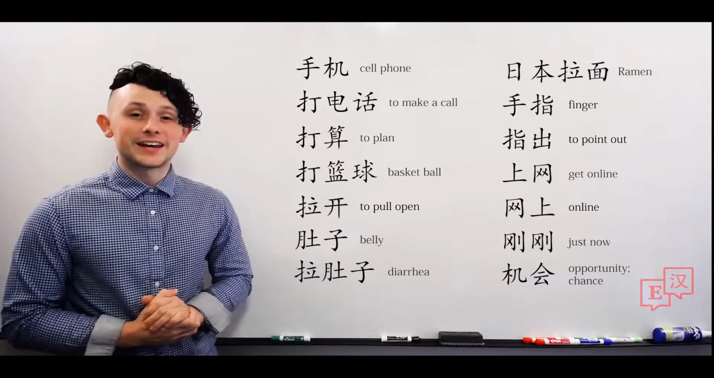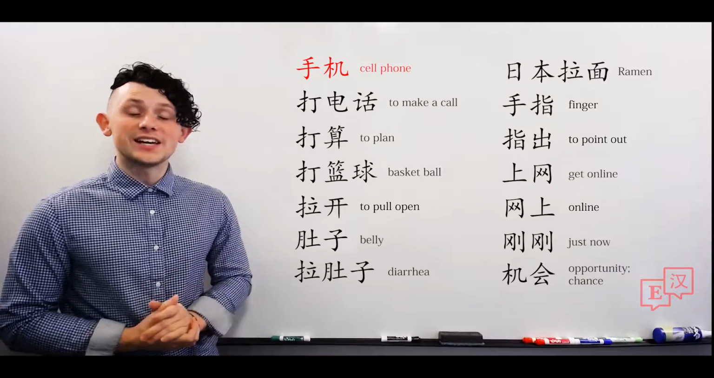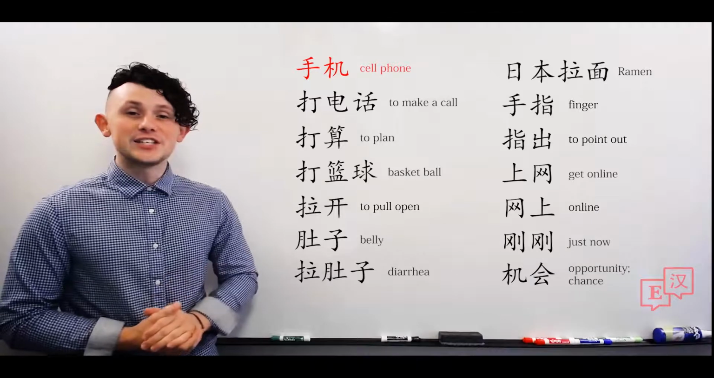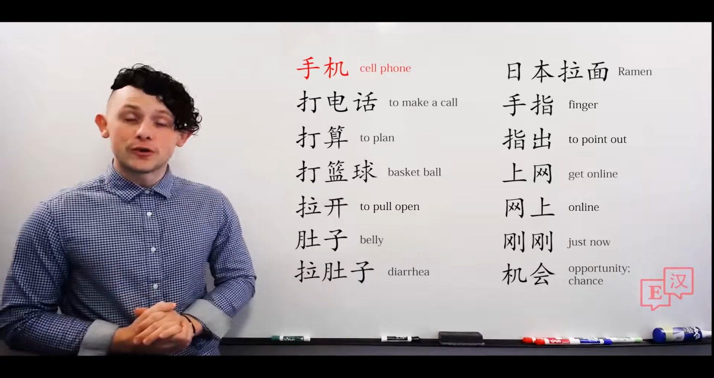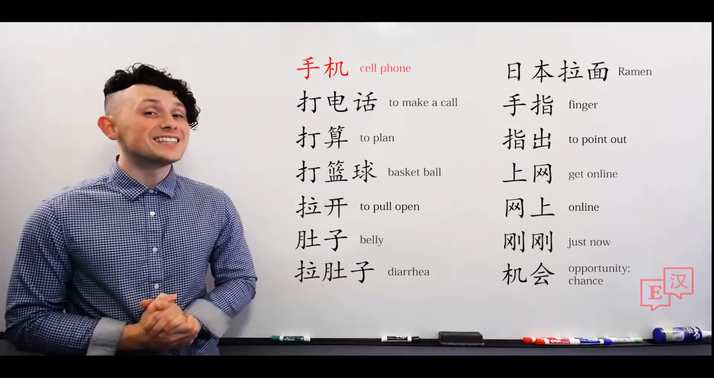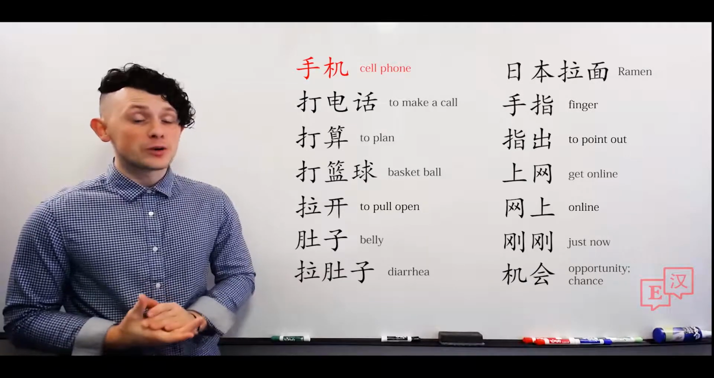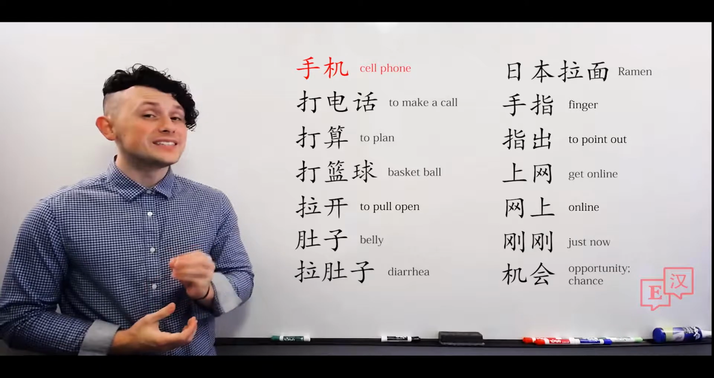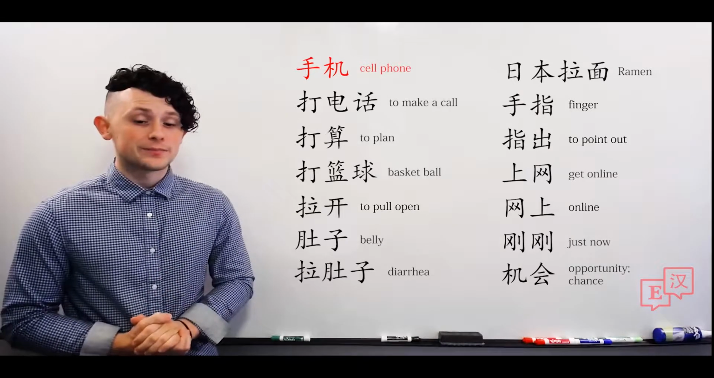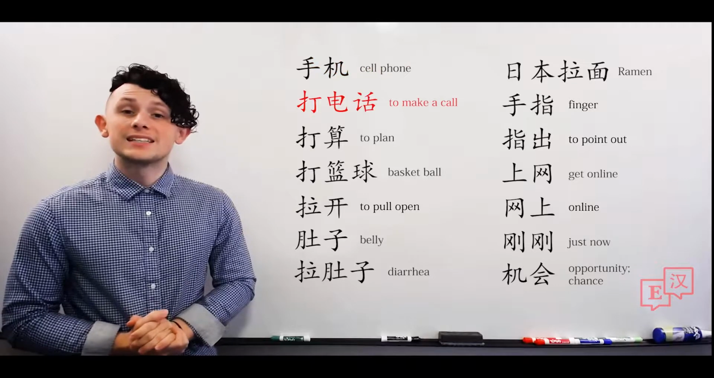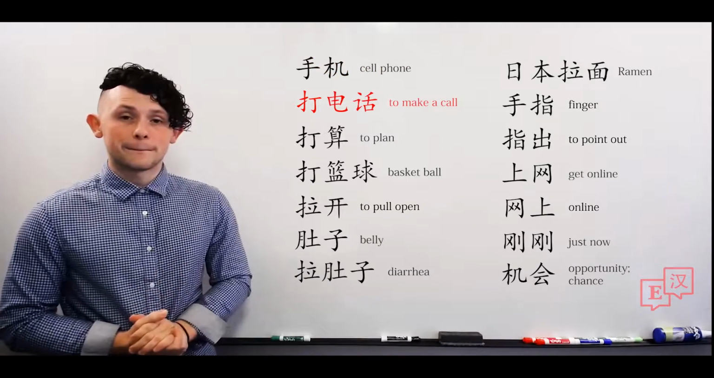Our first word for today, 手机. Literally, hand machine is a cell phone. Now note, we know the word 电话, which means phone as well. And while 电话 can be used to make a phone call, 手机 cannot. Which brings us to our next word, 打电话.